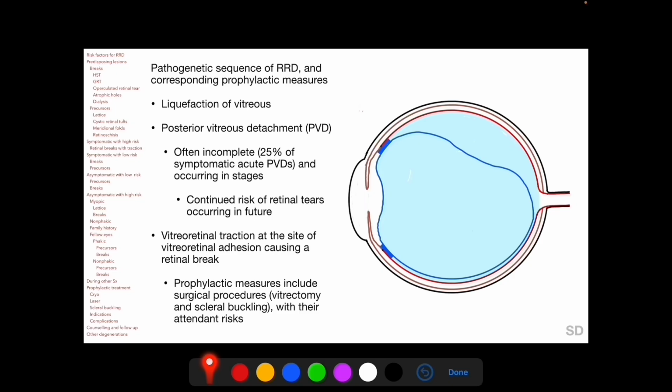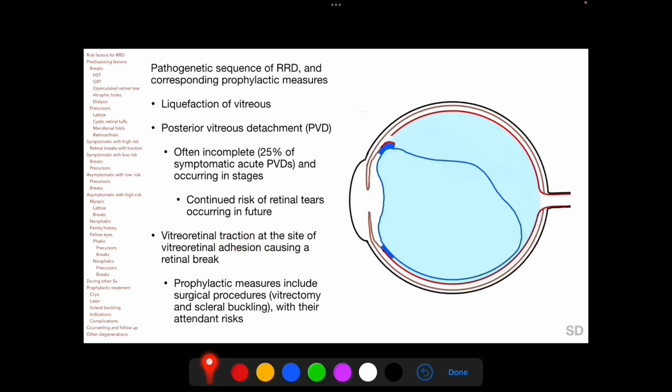Following PVD, there is vitreoretinal traction, that is, the vitreous cortex pulls on the retina at the site of vitreoretinal adhesion, causing a retinal break. And prophylactic measures which can reduce this vitreoretinal traction include vitrectomy and scleral buckling, which we will be discussing in subsequent sessions, and which, being surgical procedures, have their attendant risks.